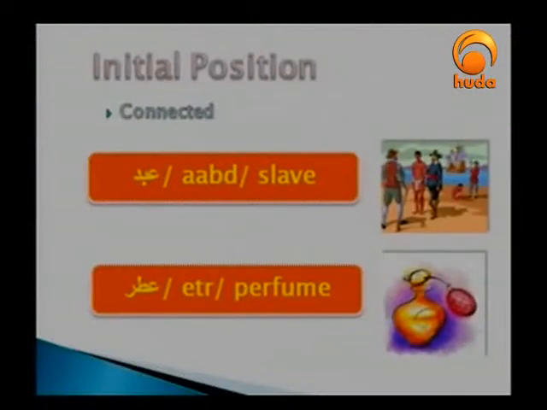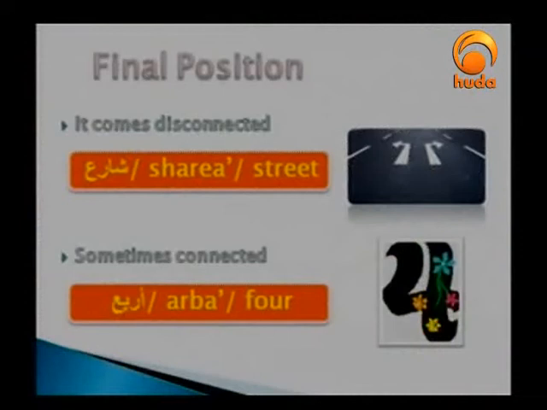Here in the slides we have examples when ayn comes in initial position. We have abd, slave. We have itr. So here it comes in initial position, which means perfume. And then when it comes in the medial position, connected like sa. And then when it comes in the final position, I would say shara, like street, and also arba.